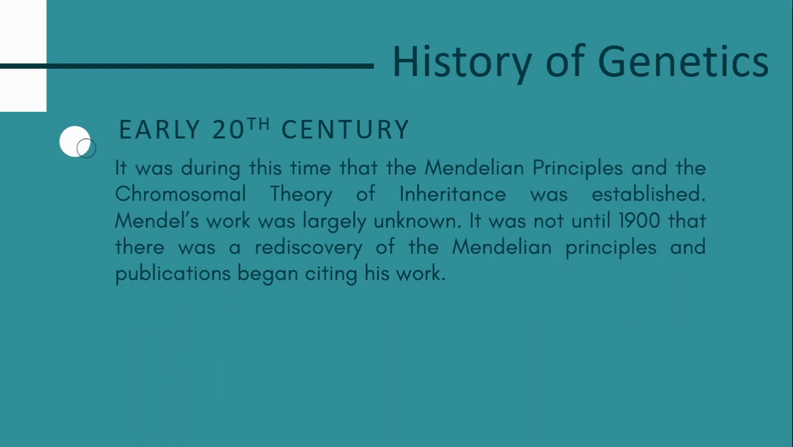Okay, so during the early 19th century, it was during this time that the Mendelian principle and chromosomal theory of inheritance was established. Mendel's work was largely unknown. It was not until the 1900s that there was a rediscovery of the Mendelian principle and publications began citing his work.